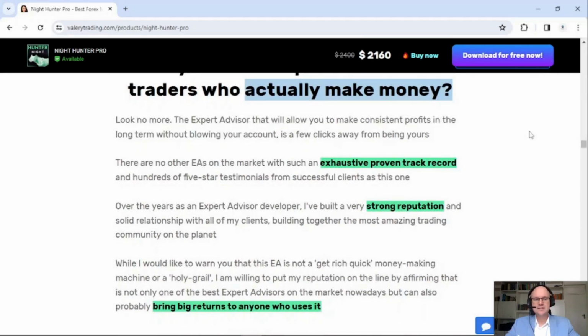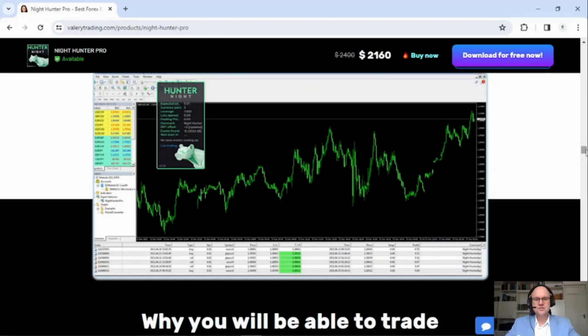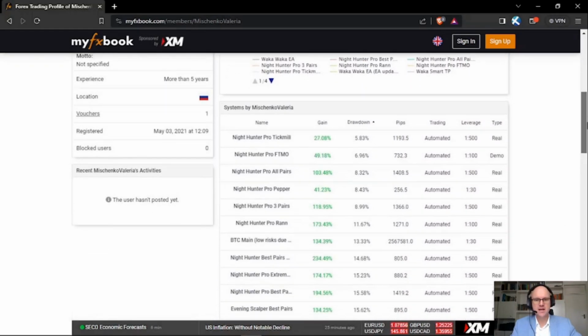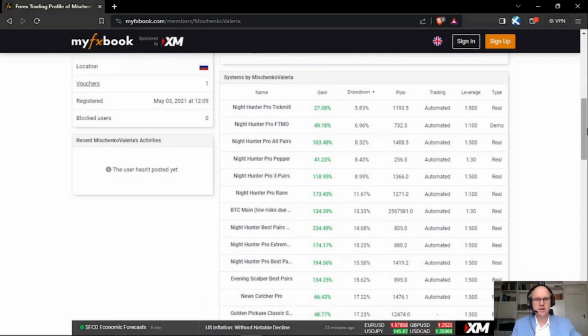Now, if we take a look at the additional information about the bot, and you can take the time to read through all of it, it also states that it doesn't use any grid or martingale. Now, from their MyFXBook account, we can see that the different signals that they have published for the Night Hunter Pro EA on MyFXBook all show very low drawdown. For example, the Night Hunter Pro Tickmill signal gained 27% with a drawdown of only 5.83. And you'll see that all of the different Night Hunter configurations show great drawdown to return ratio. And this is one of the reasons why I wanted to feature the bot on my channel.